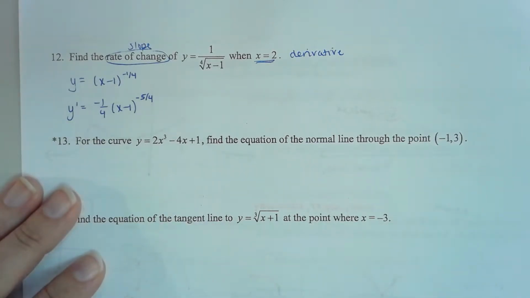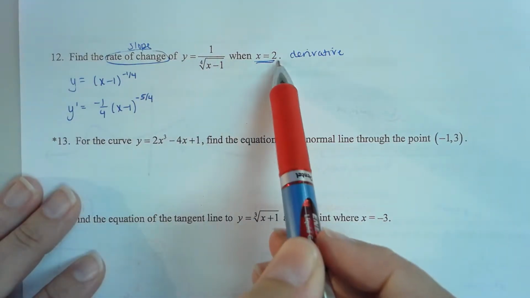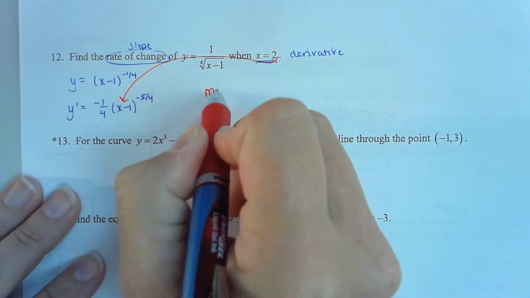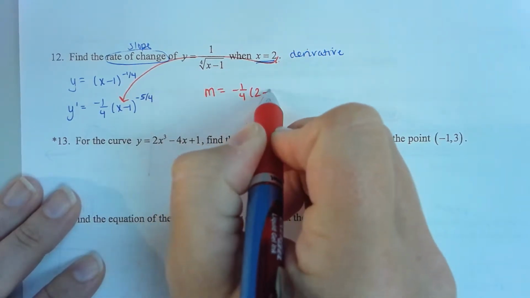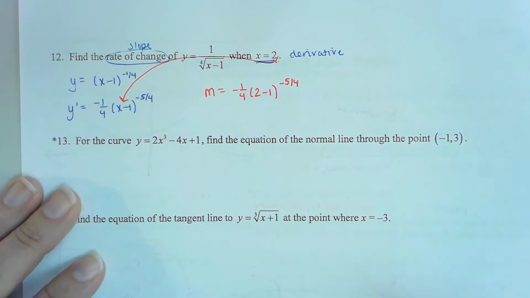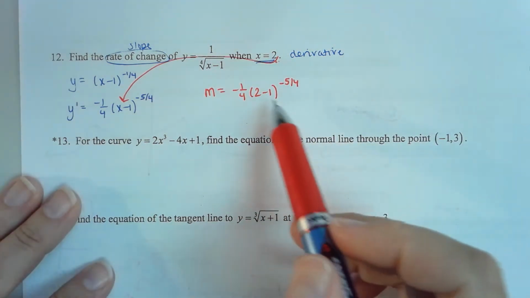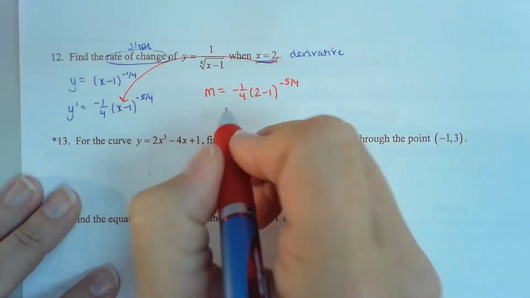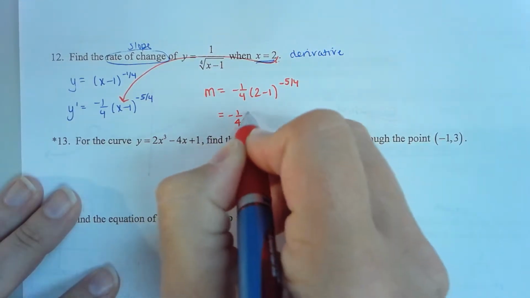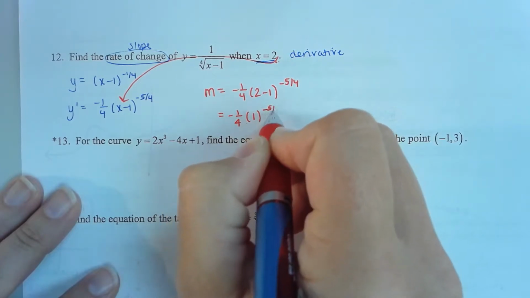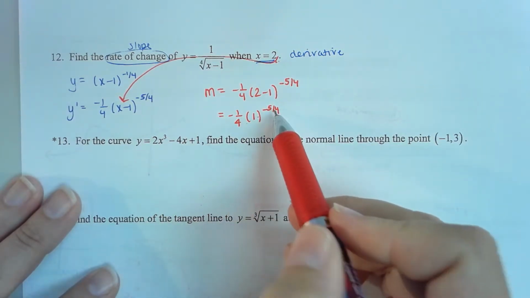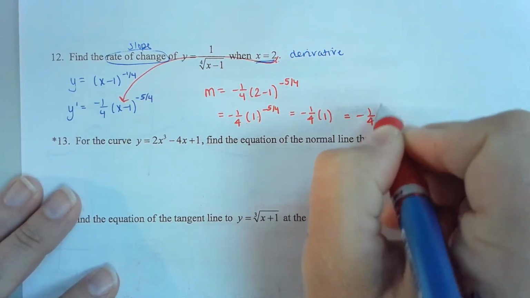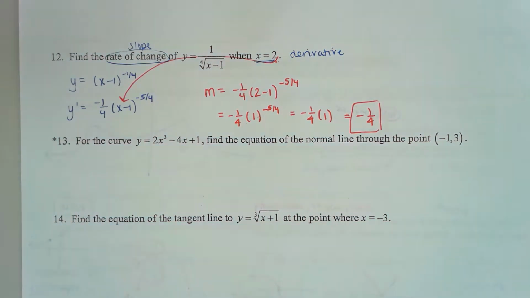That's the derivative. They want the slope at this point, so we're going to plug the 2 in for x. We can say m equals negative 1/4 times 2 minus 1 to the negative 5/4. And again, that's our answer. That's a number. We can leave it alone, or we can clean that up. I'll clean the inside up first. That's a 1. 1 raised to any power is still 1. So I'm left with negative 1/4 times 1.